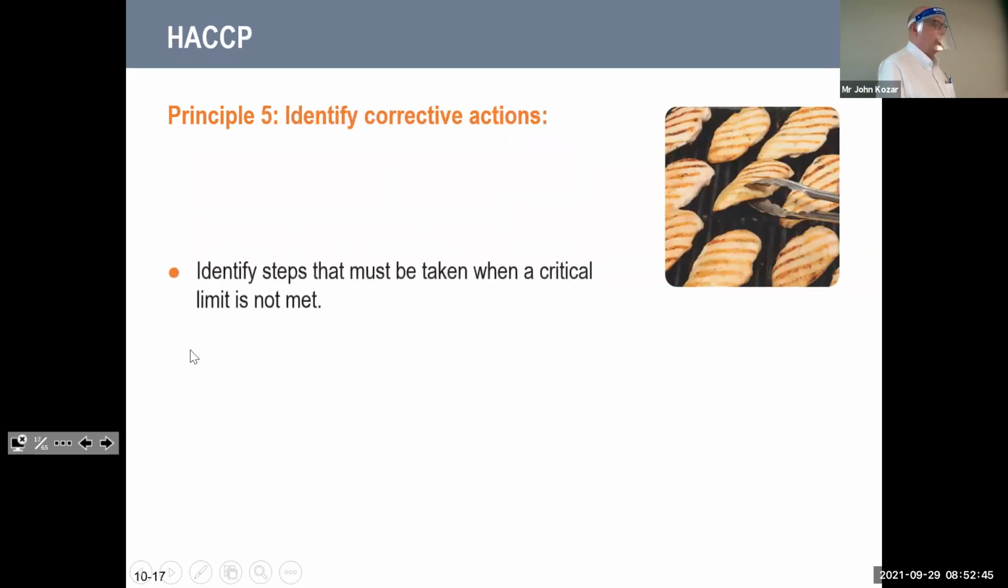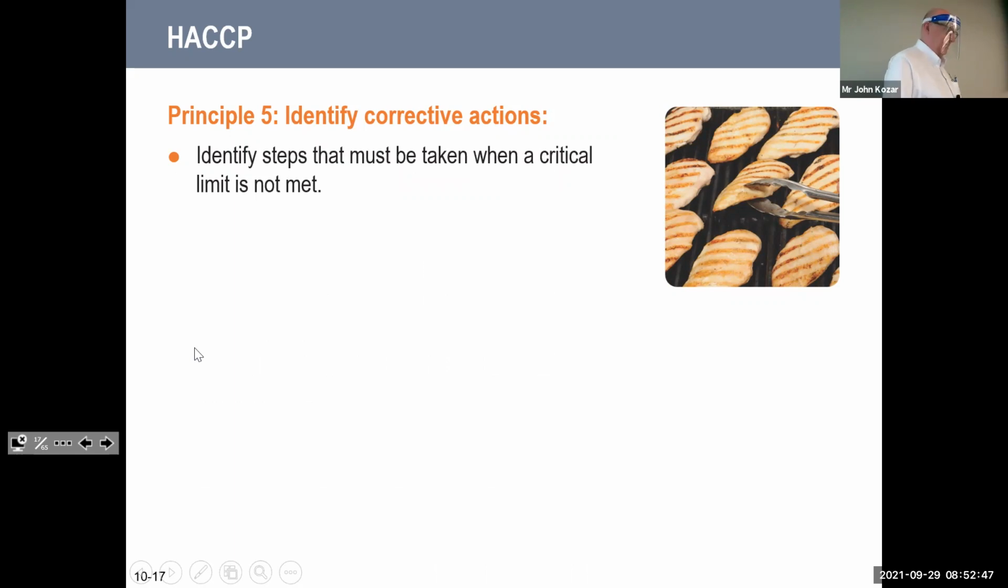And then corrective actions. Okay, what steps are going to be taken when a critical limit is not met? So if we check the chicken breast and it's 150 degrees, our corrective action is to put it back on the grill until it reaches 165. You want to have these planned for all of the differences that there could be. But in this case, it's either reached 165 or it hasn't.